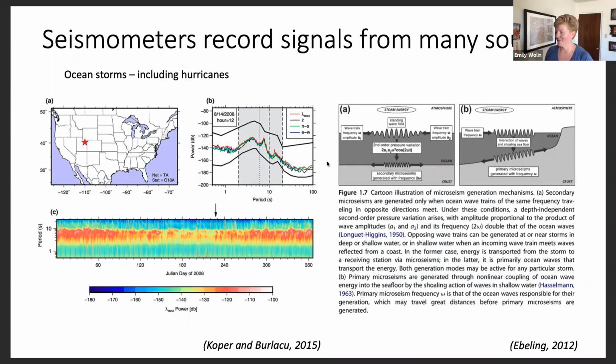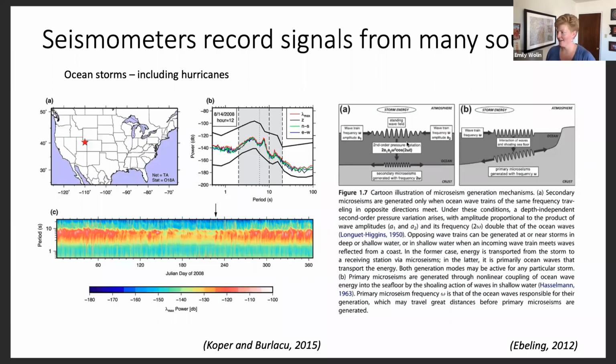We'd expect this, right? What this looks like, if you're looking at a frequency spectrum, is this double-peaked shape, sometimes a triple-peaked shape if you have one particularly strong storm. This is from a station in Utah. Looking at a spectrogram from that station, this is where your microseisms are.